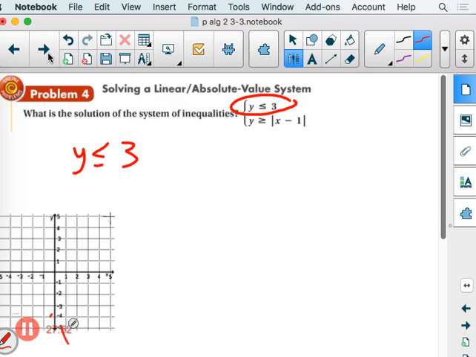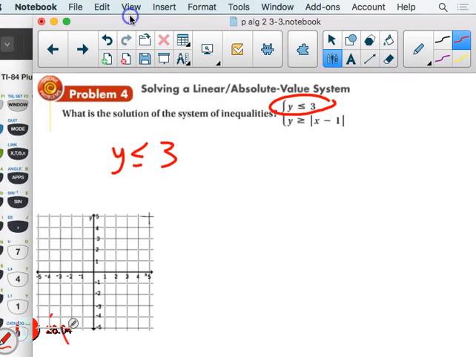All right, everybody, what does y equals 3 look like? Well, where does it equal 3? It is a horizontal line at 3, and it does have an equals bar. So 1, 2, 3. Now, if our inequality says y is less than or equal to 3, which way should we shade? Yeah, down. That's where it's less than 3. 2, 1, 0. So there's our first one.